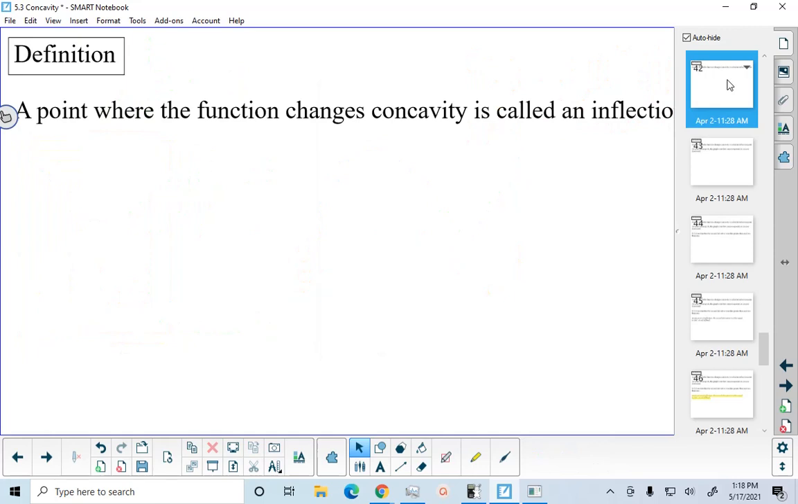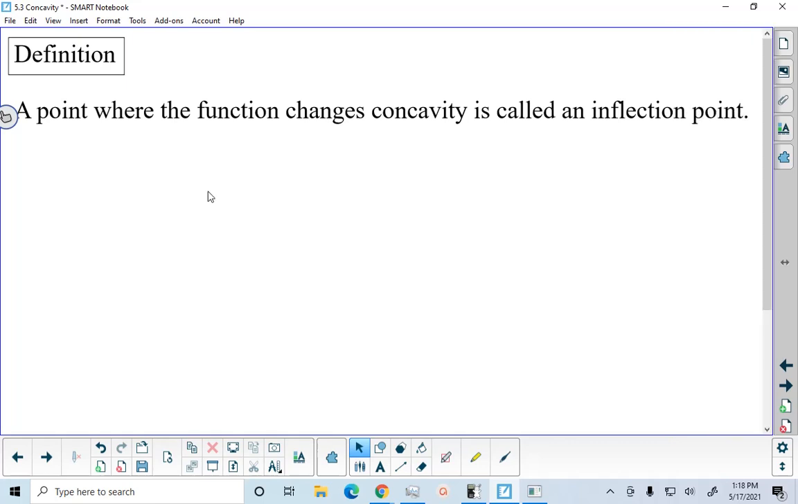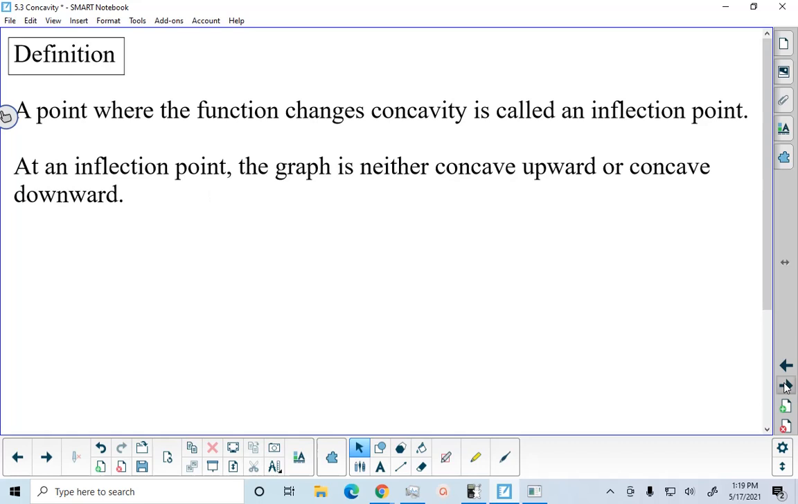All right, so a point where the concavity changes, where the function goes from being smiley happy face to sad frowny face, in between those two regions, it's neither concave up nor concave down, and that's what we call an inflection point. In 30-1, I would just call it some kind of a wrinkle or a twist. So at an inflection point, the graph is neither concave up nor concave down.